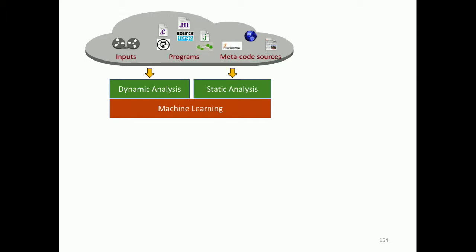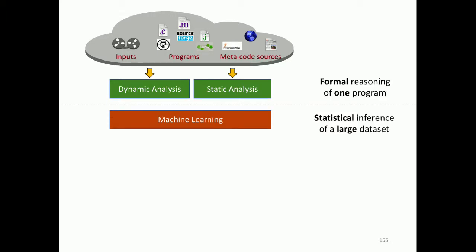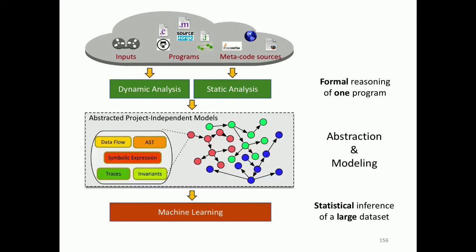And this requires us to combine program analysis techniques that are based on formal reasoning of one program and a machine learning technique which is about statistical inference of a large data set. So to bridge this gap, I believe we need to keep working on new abstraction frameworks that can capture common semantic properties of programs and convert them into models amenable for machine learning algorithms.